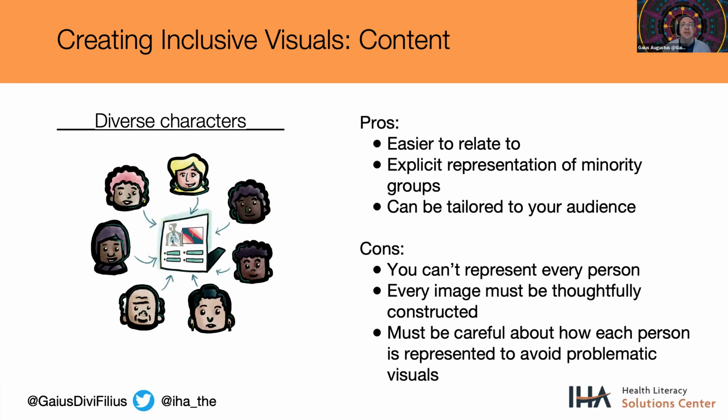It also has that explicit representation, which can be really useful for tailoring to your audience and making sure that the people you are trying to talk to see themselves in that. But it does come with these cons: you can't represent every person. It's just not possible. And because you're always going to be in this situation where you really want to have a diverse cast, but you can't represent everyone, you have to be very thoughtful and critical about how you're constructing your images.